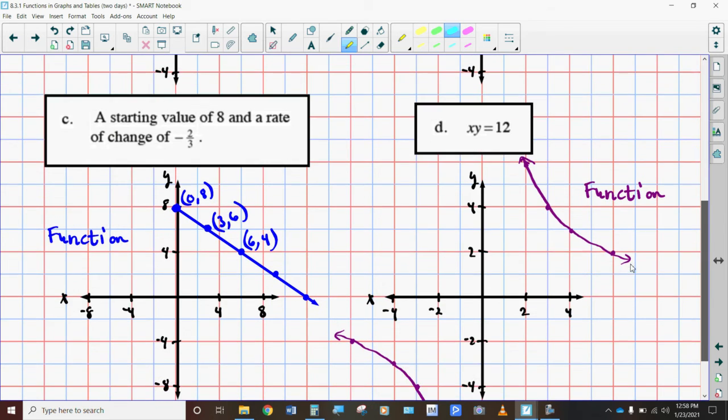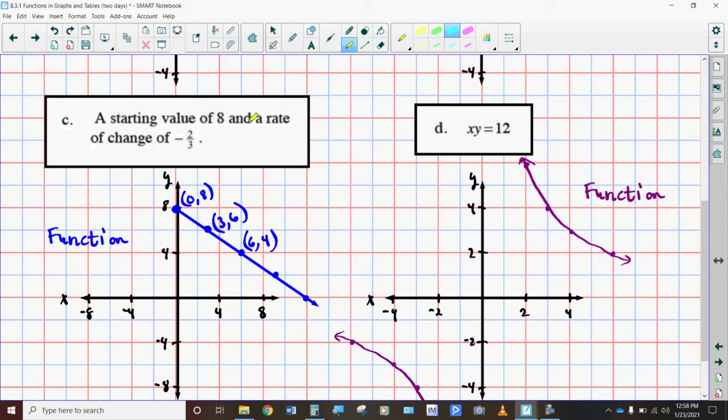And in this situation, it says starting value of 8 and a rate of change is -2/3. So it doesn't give us a series of points. It just says that's the rate of change. And so, if you think of that slope ratio, I'm pretty sure this one should be a continuous graph as well. I was a little bit questionable about that, but I think it's supposed to be continuous.